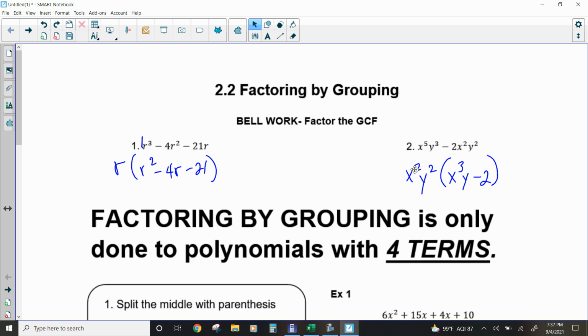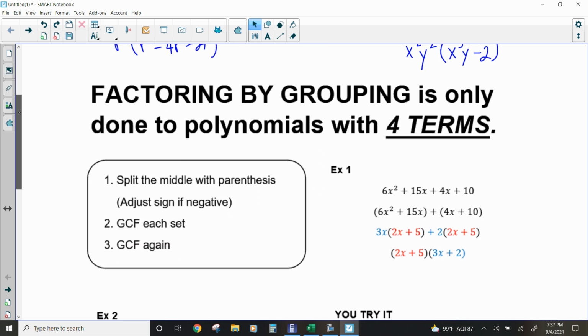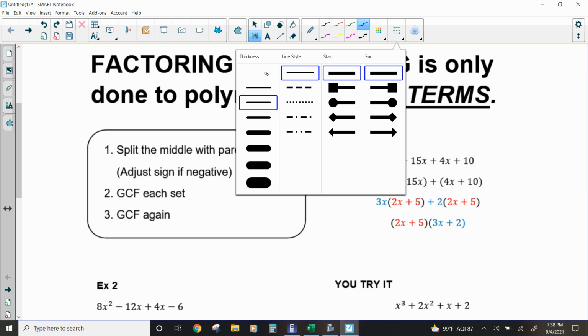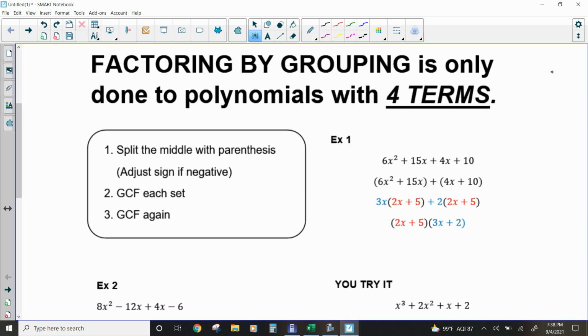Okay, so what we're going to get into in this lesson is how to factor by grouping. Factoring by grouping is a method only intended for polynomials that have 4 terms on them, and basically it comes down to finding some GCFs. So that's why we had to teach you how to find the GCF in that first lesson. So if you notice, we have a problem here that has 4 terms.